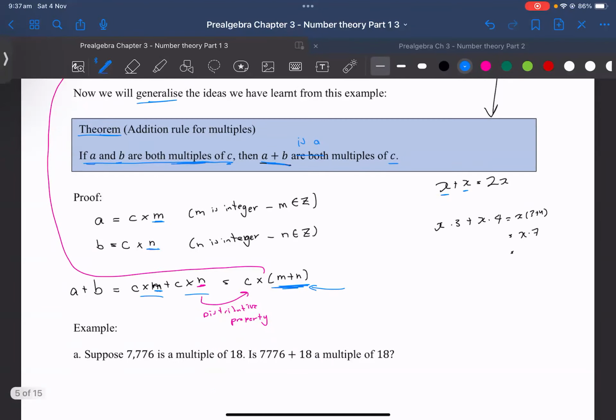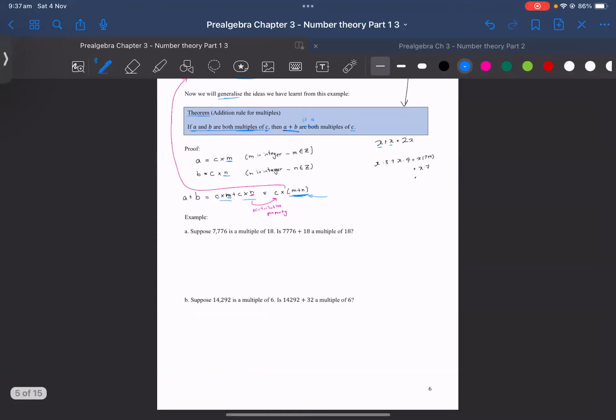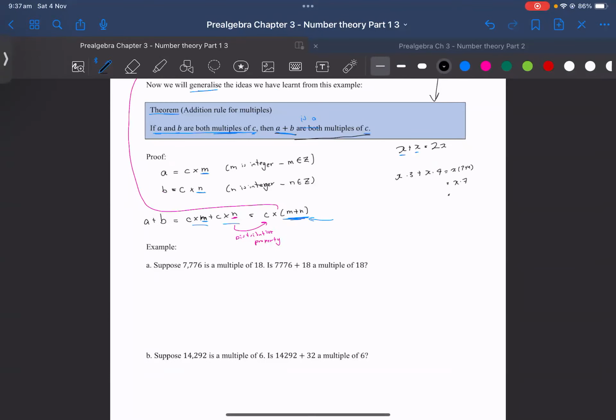Right? So now we're going to see this in an example. We're going to use this property that we proved. We don't need to prove it again. We need to use it now. So we know that if A and B are both multiples of C, then A plus B is also a multiple of C.